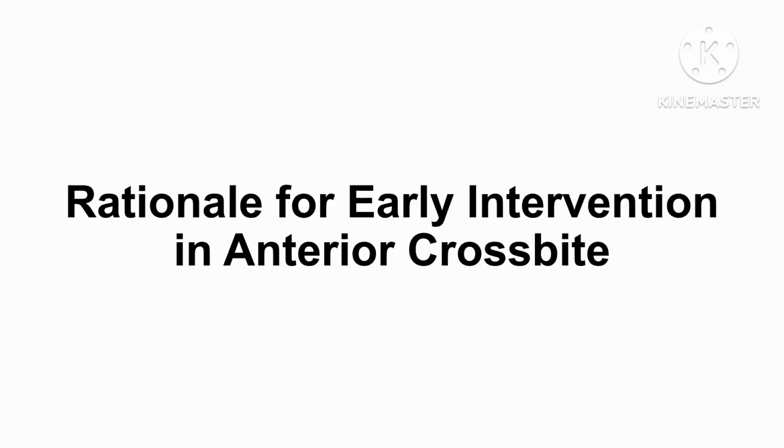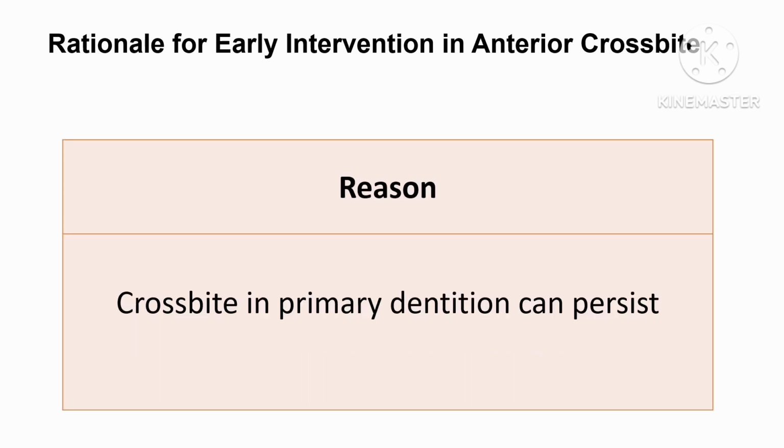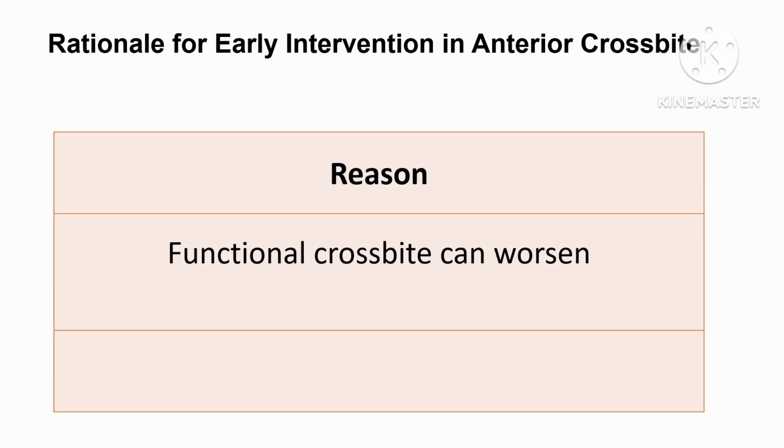Correction of anterior crossbite is essential, especially between the ages of 6 and 10 when the permanent incisors are erupting. Why intervene early? Because anterior crossbite rarely self-corrects and may persist into permanent dentition. Delaying treatment often means greater complexity, and functional issues like mandibular shift can also worsen. Early action not only protects developing structures but also improves facial aesthetics and lip posture.